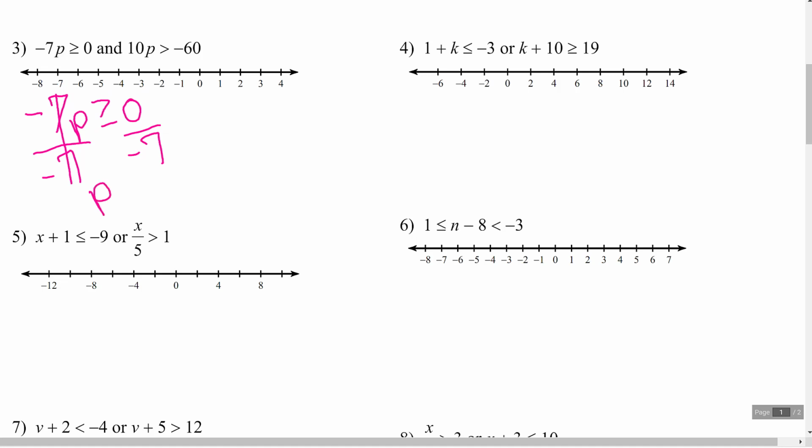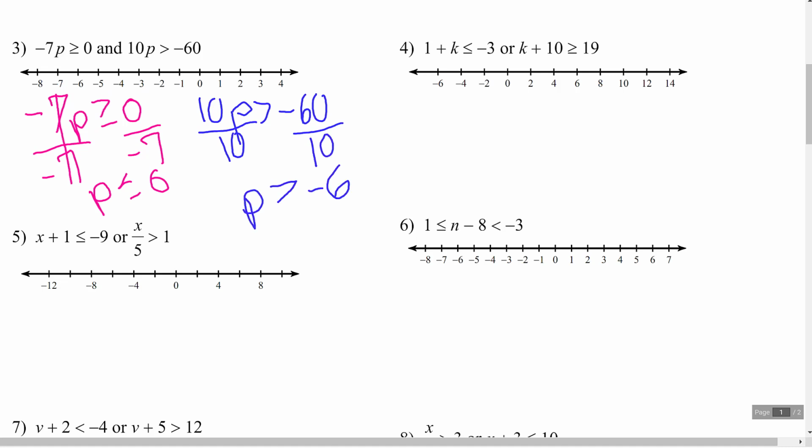Here, we're dividing by a negative number. So whenever we divide an inequality by a negative number, we have to reverse the inequality sign. So don't forget to do that. So the second part here we're not dividing by a negative number, so we do not need to change the inequality sign. So we have our two parts.